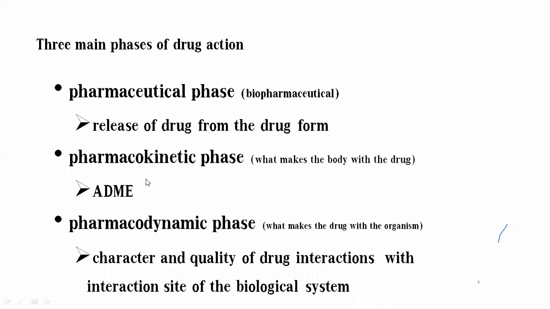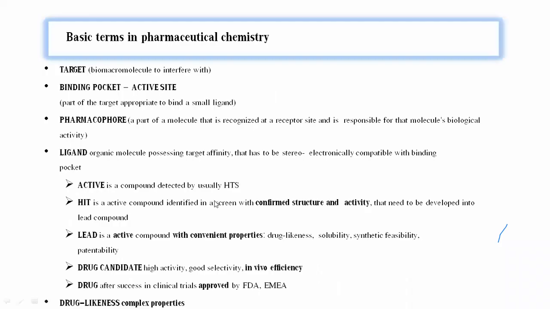What happens after the release of the drug molecule? It is absorbed, distributed, metabolized, and excreted, followed by what the drug molecule is going to do with our body. It is going to have some type of quality of drug interaction with the target cell. So these are the 3 important phases of any drug action when we have taken it, either for treatment or for diagnosis, anything.